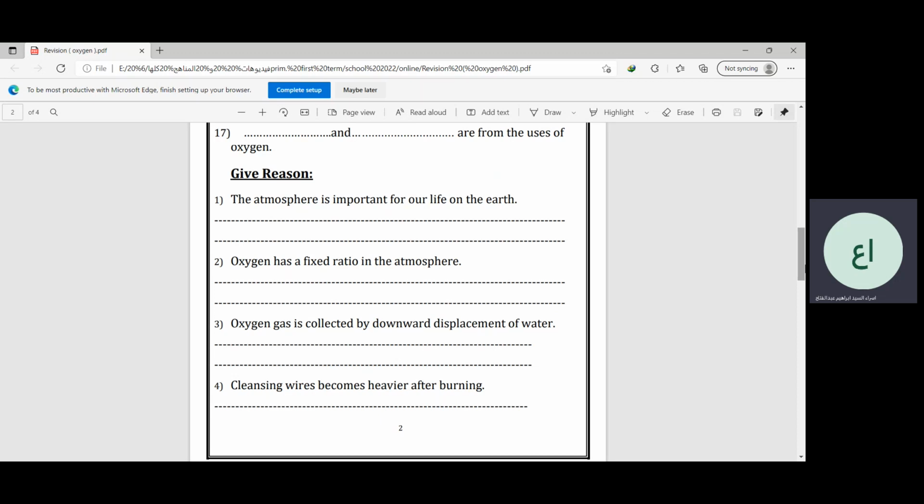Okay. Number 2. Oxygen has a fixed ratio in the atmosphere. رغم ان احنا بنتنفس كلنا الاكسجين بس دايما بيكون constant او fixed has a fixed ratio. Okay. ليه؟ Because the consumed oxygen اللي أنا استهلكته during respiration and combustion process is compensated. يعني إيه compensated؟ بيتم تعويضه.